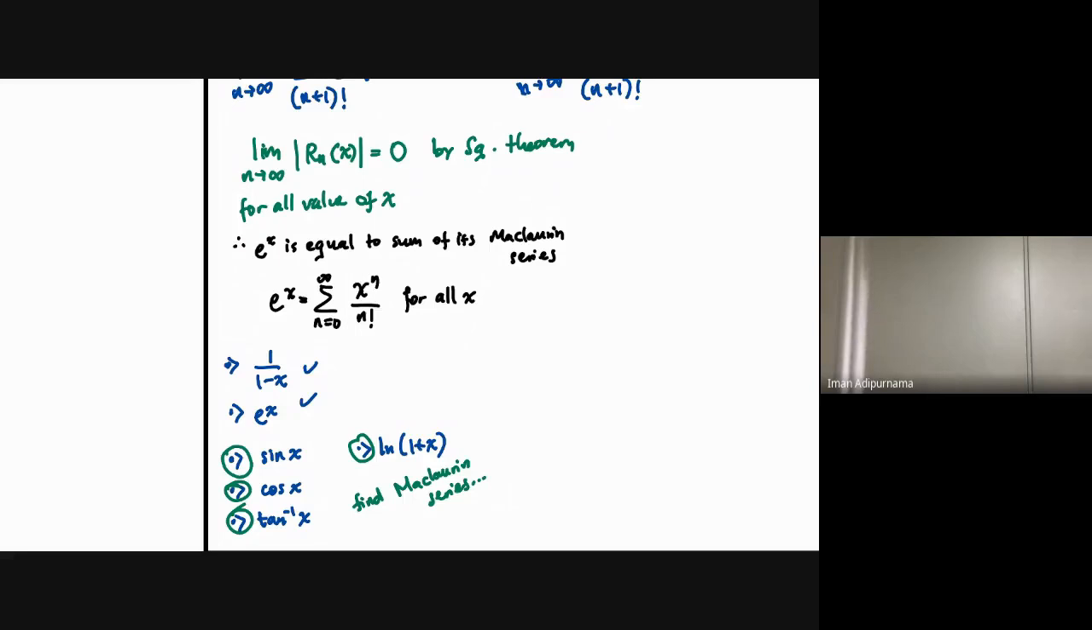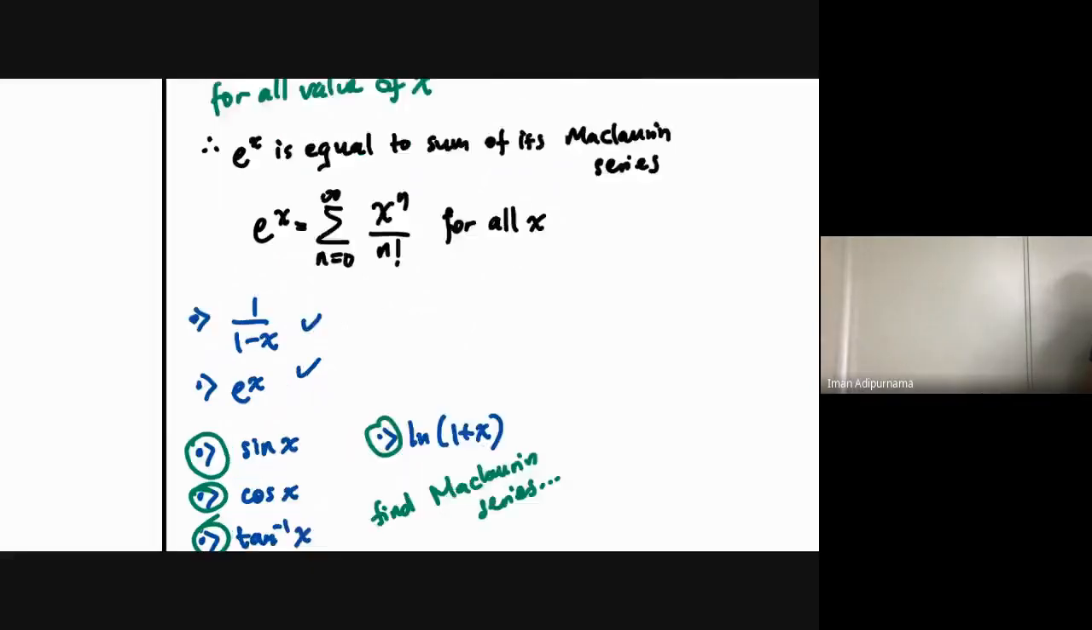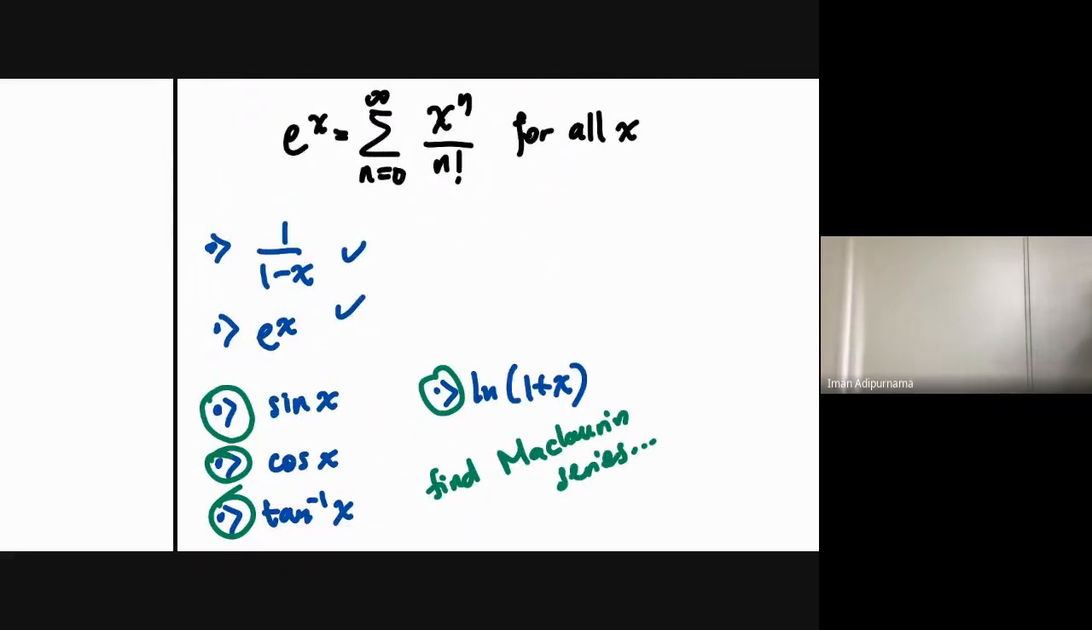So from 1 over 1 minus x, that's the very basic power series, right? And e to the x, and later we will discuss this formula. I think I will discuss sine and cos. And tangent inverse and ln are actually quite easy to approach because you know the relations between them.